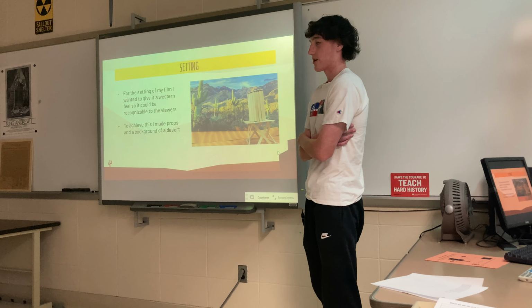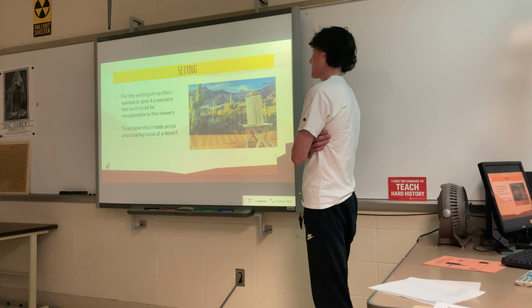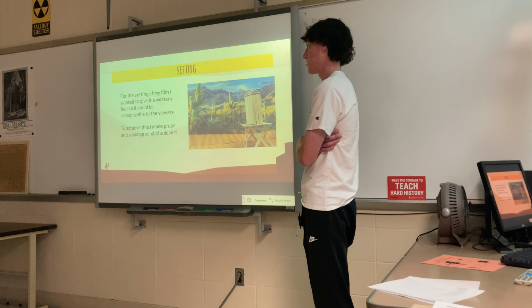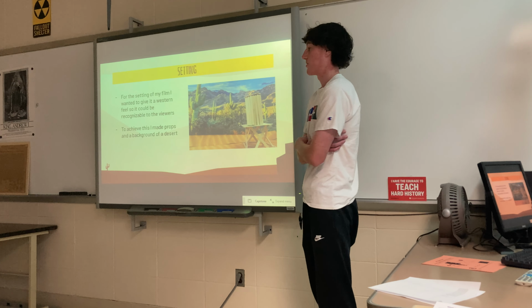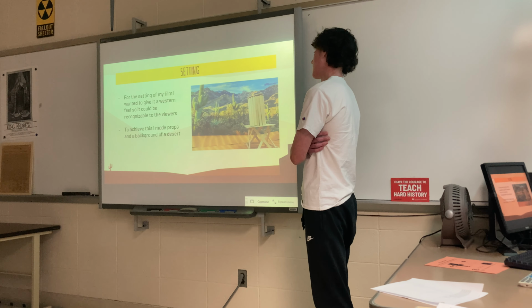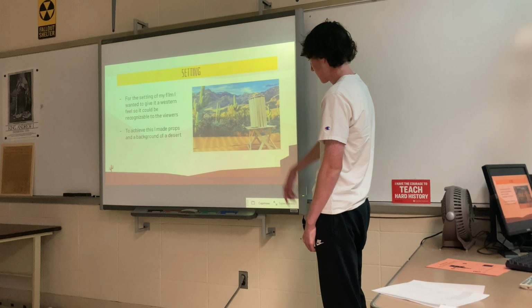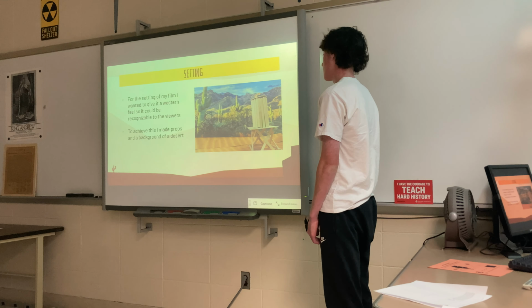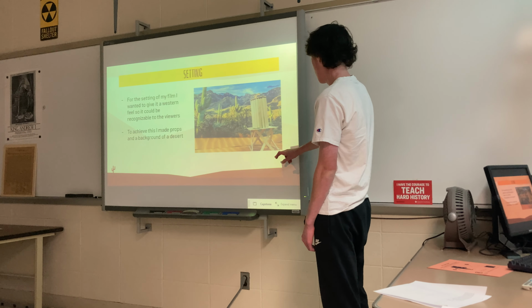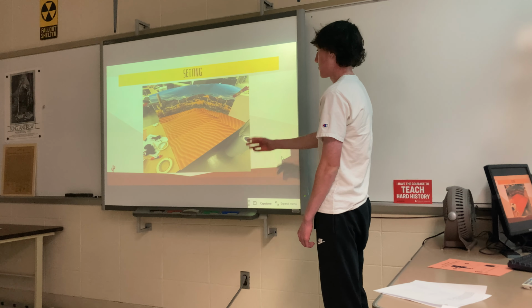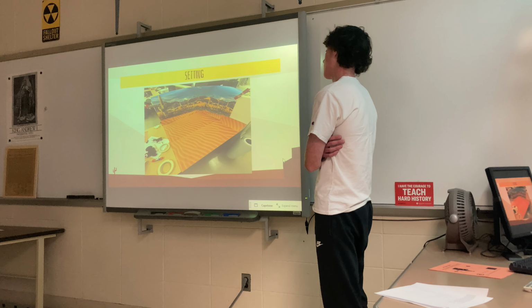So I then went on to create the setting of my film. For the setting, I wanted to give it a Western feel so it could be recognizable to the viewers. So to achieve this, I made props and a background of a desert, and I made this little Western water tower out of popsicle sticks to make it look like wood. And this was the space I had to work with for my project.